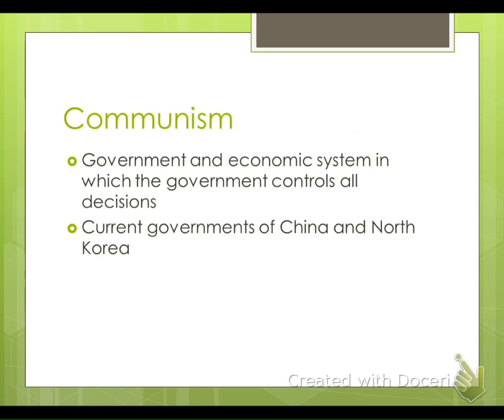And our last term that we have is communism. We've talked about this government system before, but we're just going to look over it one more time just because it does play a major role inside of East Asia. Communism is a government and an economic system in which government controls all decisions. So they tell you what you're going to make. They're going to tell you how much money you're going to make. They're going to tell you how many items to make. They're going to tell you what you're allowed to have. They're in total control. This would also be a version of totalitarianism.